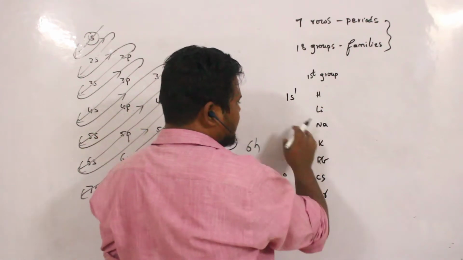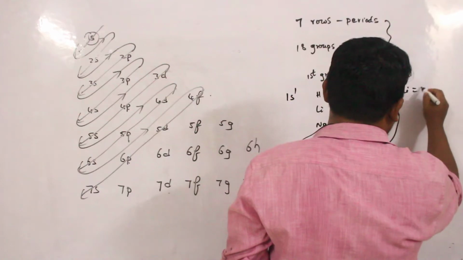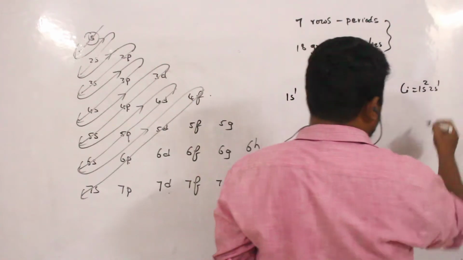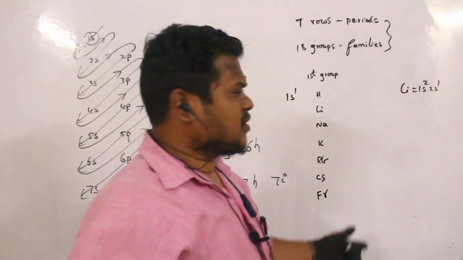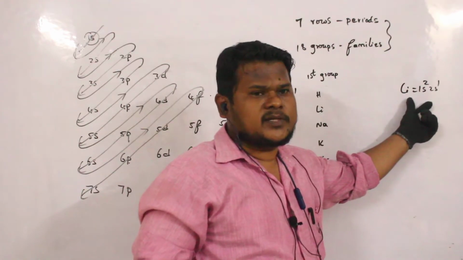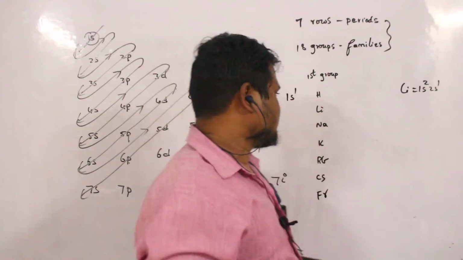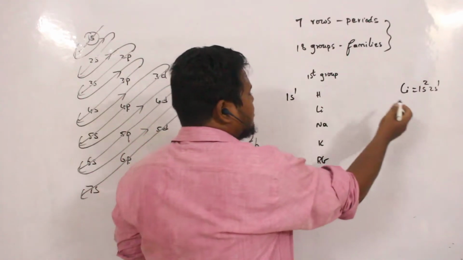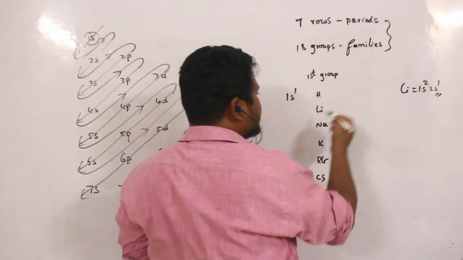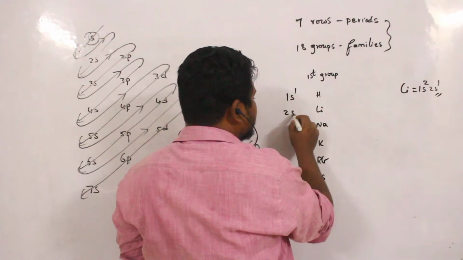Lithium I can write as 1s2, 2s1. What is its atomic number? The atomic number is 3. So I can write it as 1s2, 2s1. So the outermost configuration is how much? The valence shell configuration is 2s1.